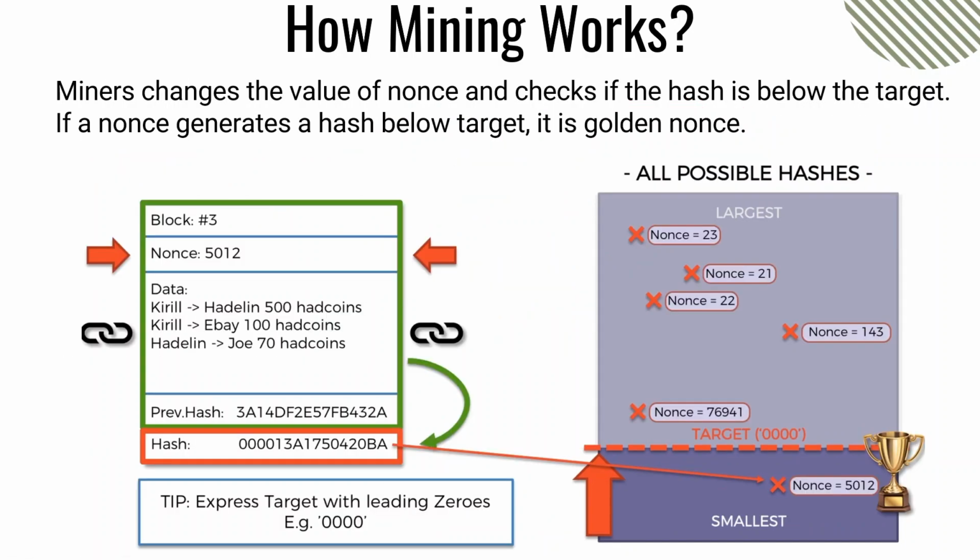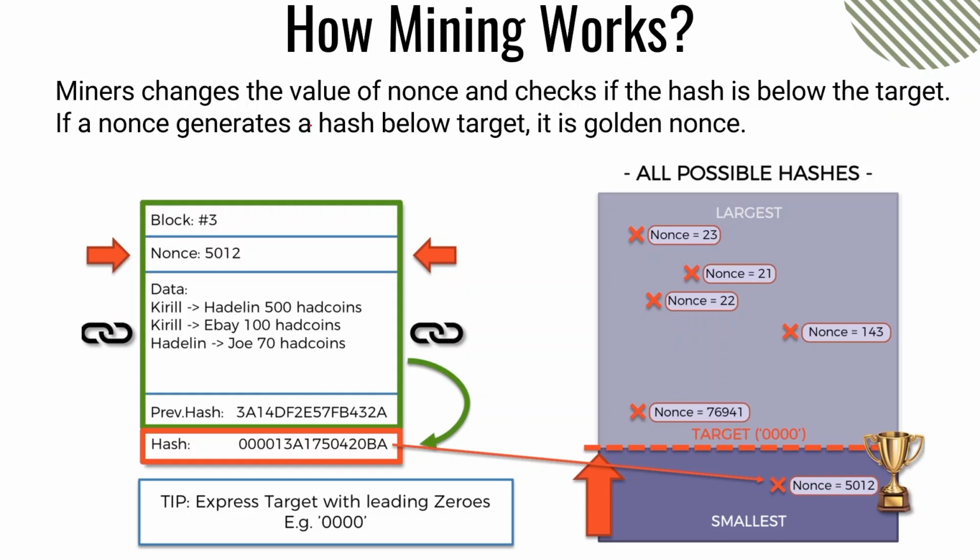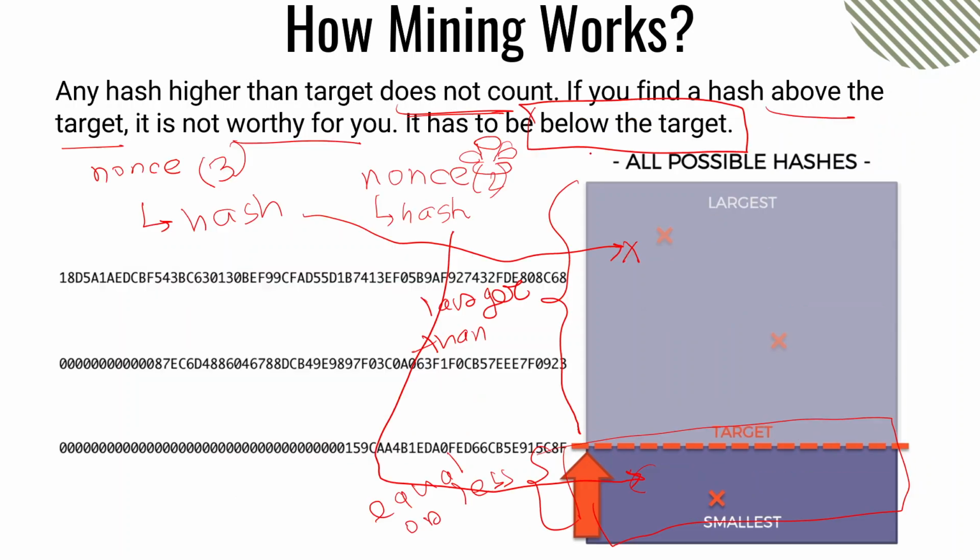So let's see here that any hash higher than the target does not count. We have said it. Now let's go to the next slide. Miners change the value of nonce and check if the hash is below the target. If a nonce generates a hash below the target, it is a golden nonce. So in this previous example, the value of nonce is 2, and here we have generated the hash which is under the region of the target. So we can say that nonce value 2 is a golden nonce.